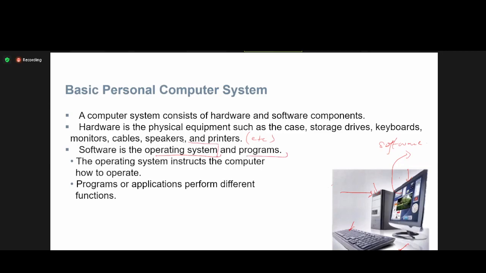Well, the operating system has its own class. We normally don't put it into the computer program class, but it is a computer program. Programs means things like Microsoft Office, Zoom, for instance, Explorer. Those are all computer programs. So the operating system basically instructs the computer how to operate, what to do, and how to do it. All those things.